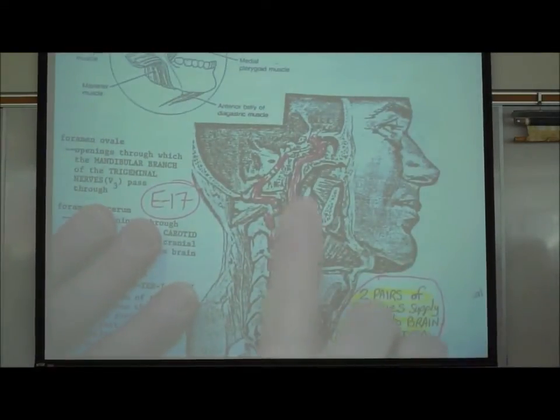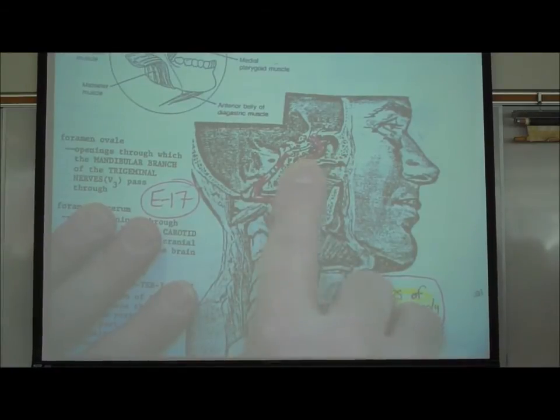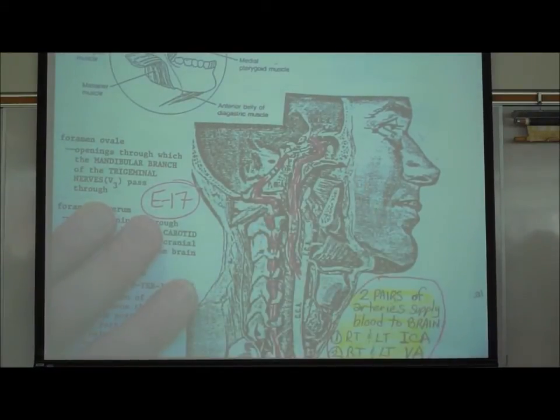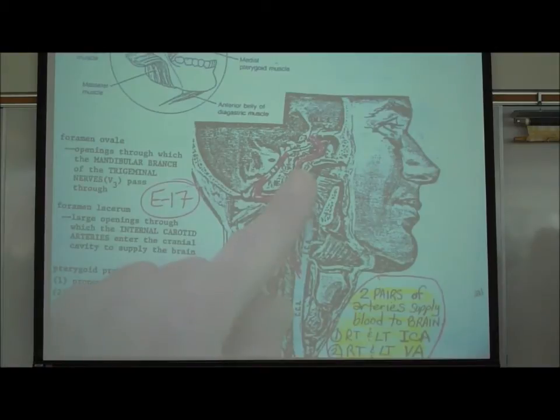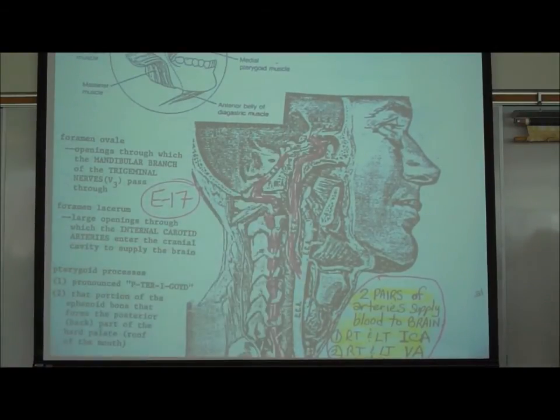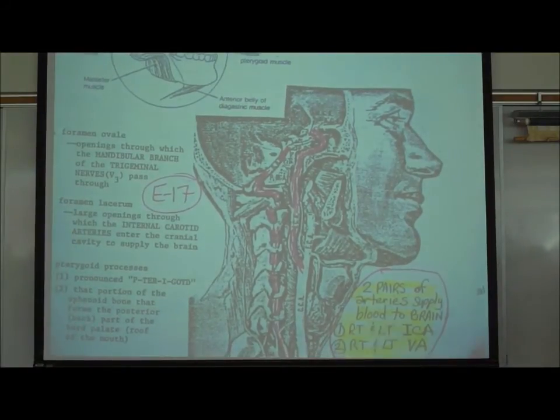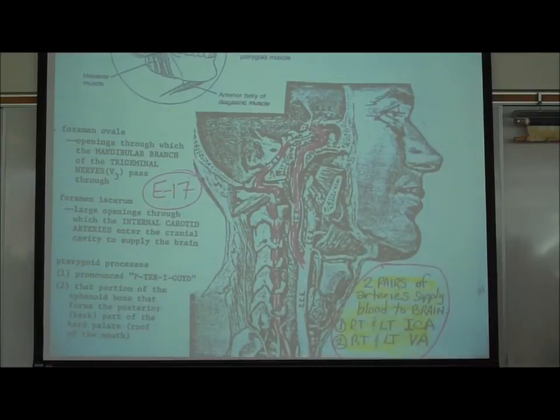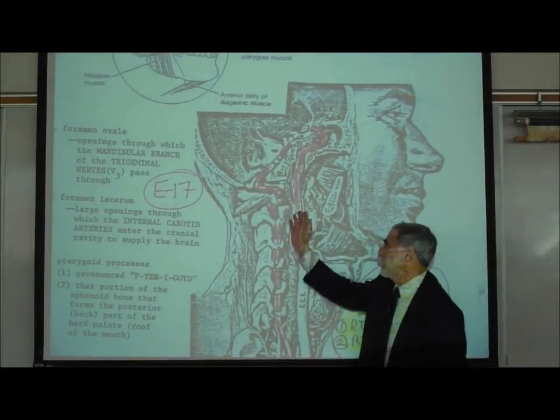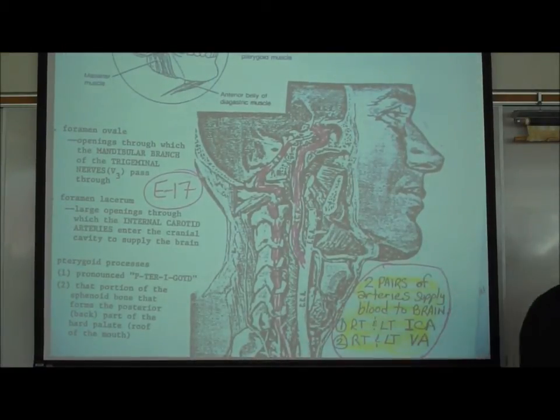So it goes through this canal, runs horizontally for a short distance, and then comes out. The canal that it enters on the underside of the skull is called the carotid canal, and then it comes out through the foramen lacerum. I'll tell you more about that. Okay, so we actually have a right and a left carotid artery that are bringing oxygenated blood up to the brain.